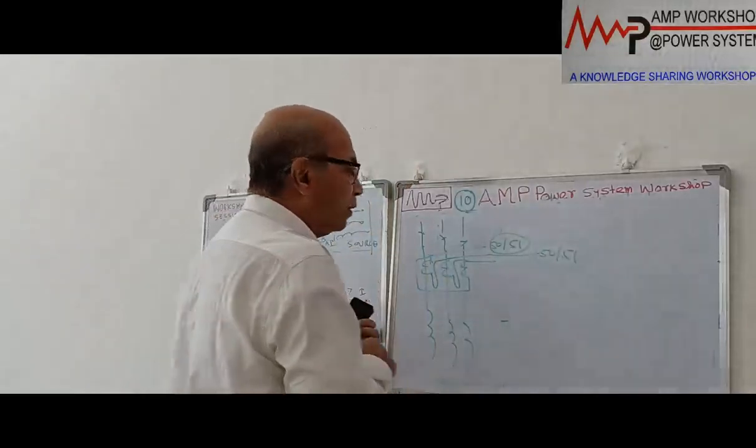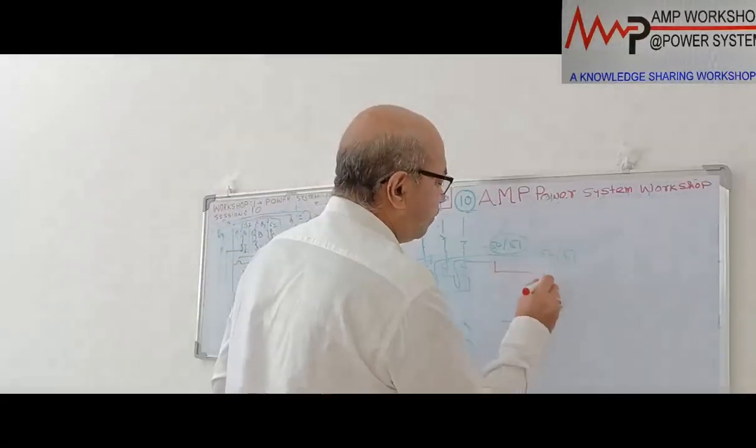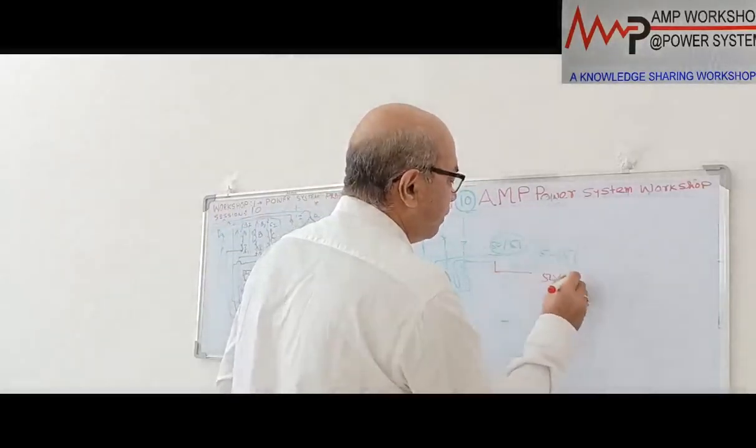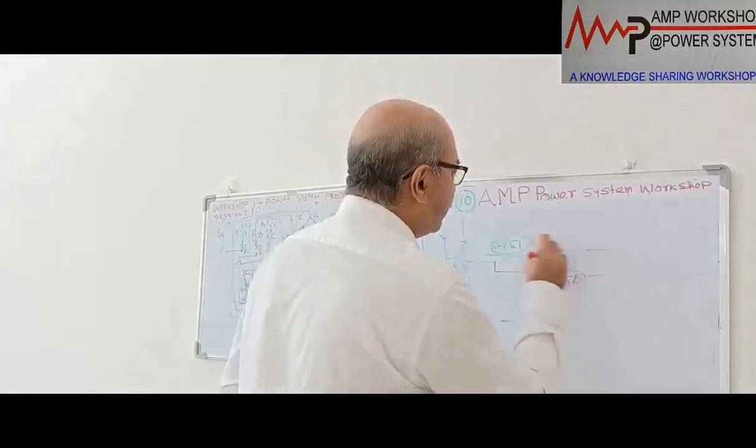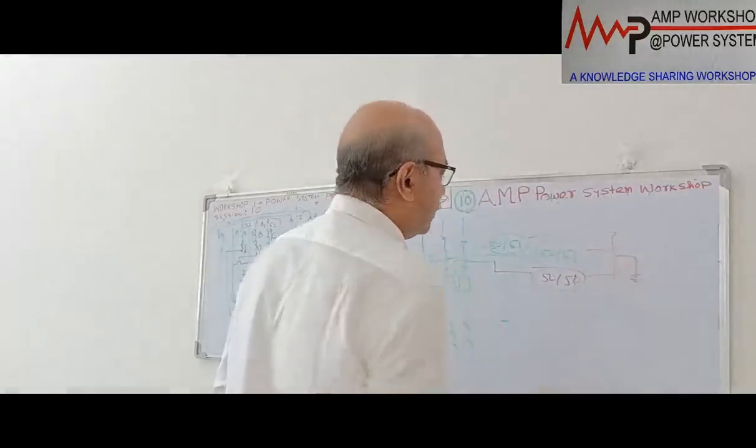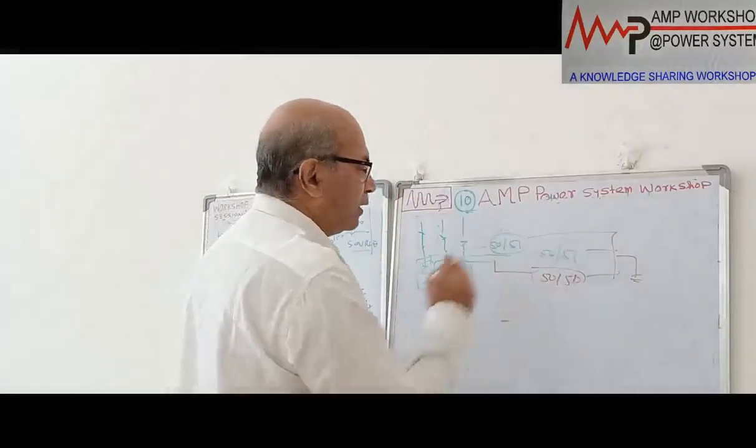And then the third phase is another 50, 51. We connect this phase and then we short it and it is grounded locally. So this way the phase overcurrent relay is connected.